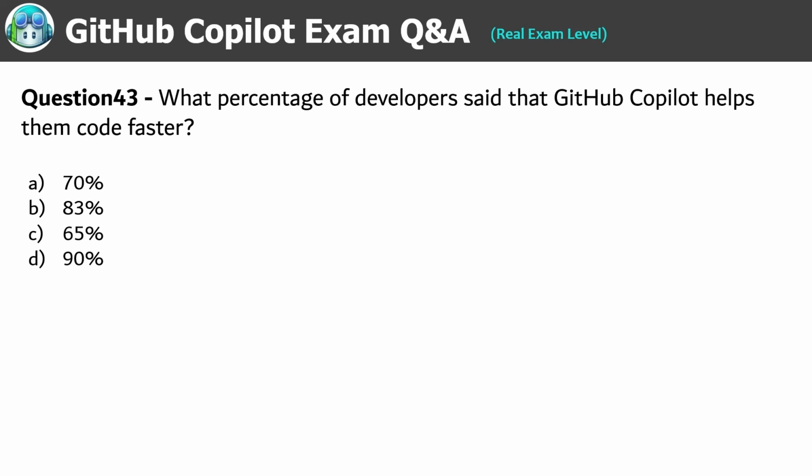What percentage of developers said that GitHub Copilot helps them code faster? And the answer is 90% of developers say that GitHub Copilot helps them to write code faster.